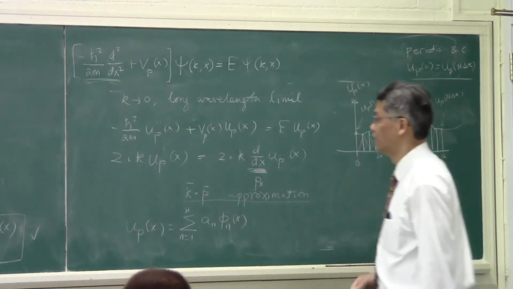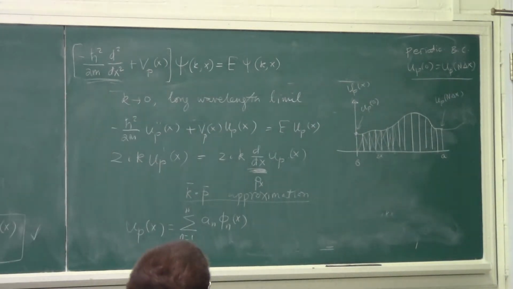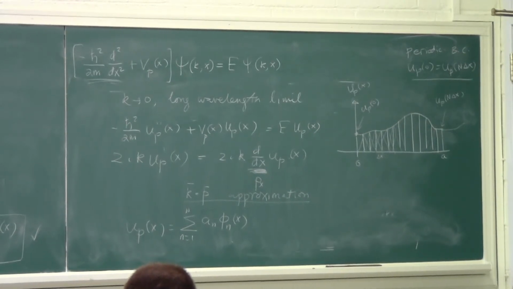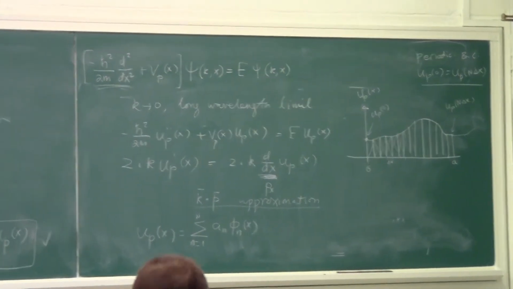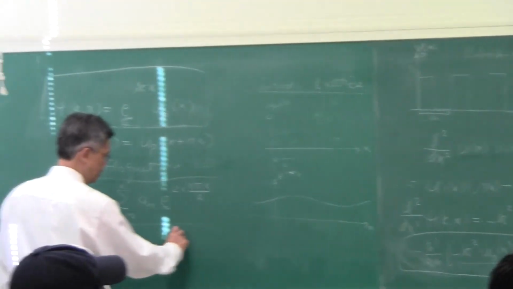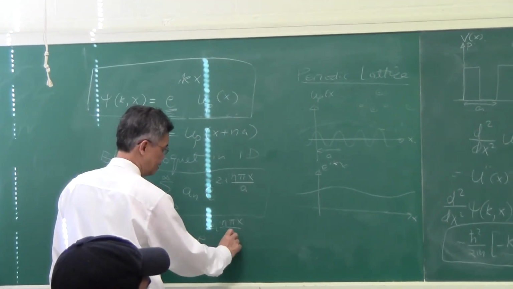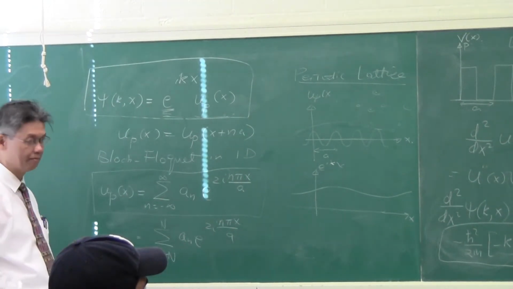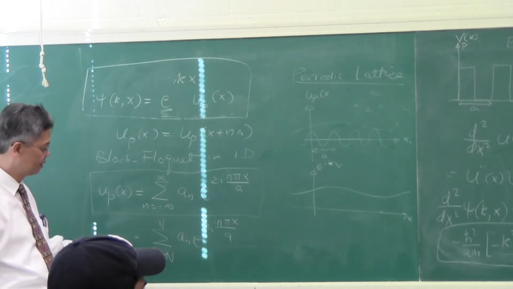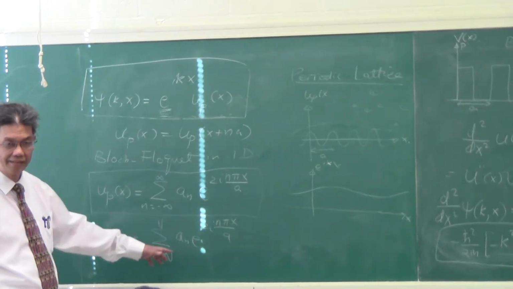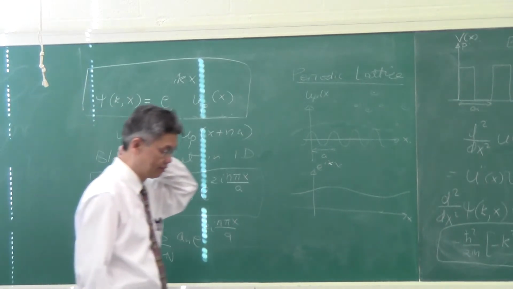Another way is to expand this in terms of a Fourier series. You can also use a finite basis, n from minus n to n, a_n e^(2i nπx/a). This automatically satisfies the periodic boundary condition. Substitute that in, do the testing, and convert that into a matrix system.